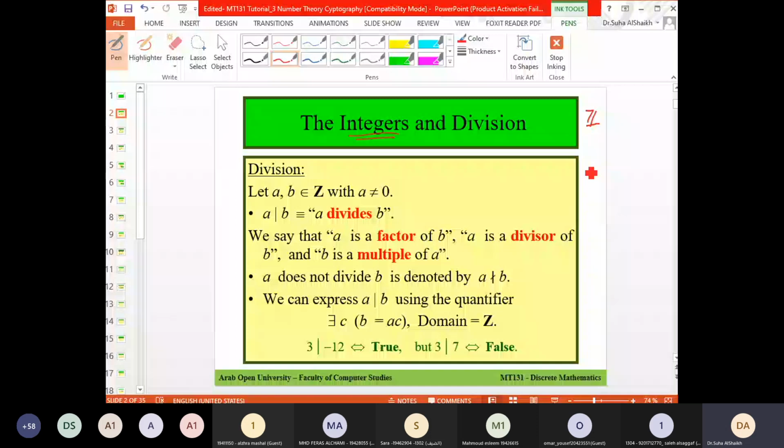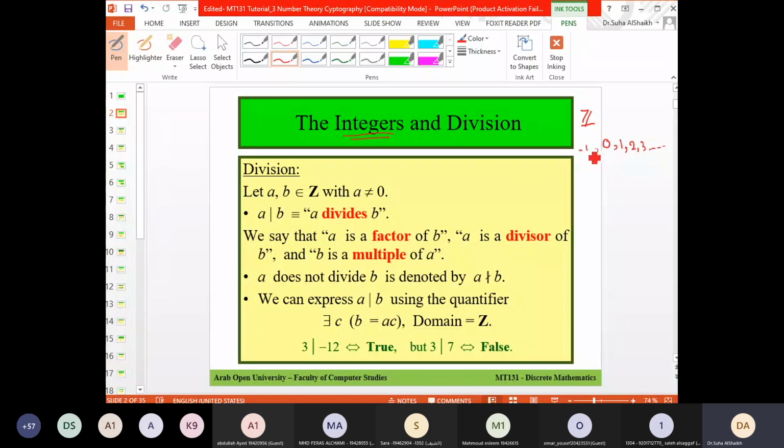Integer means whole numbers. I'm talking about the 0, the 1, the 2 and the 3 and so on. And I'm talking about the -1 and the -2, the -3 and so on. So what we are talking about in this chapter is the integers. We have no fractions, no decimals, no roots. I'm talking about integers when we discuss those theories.